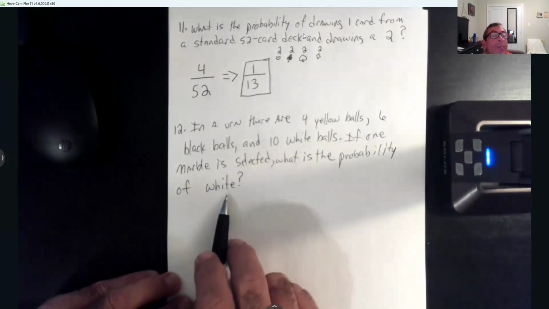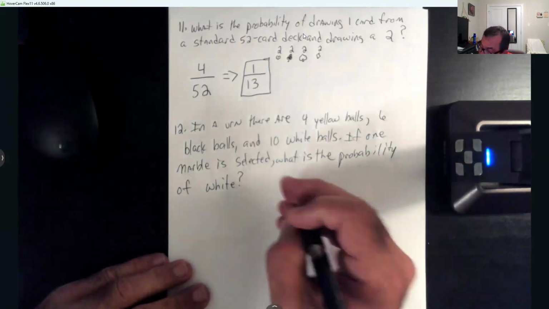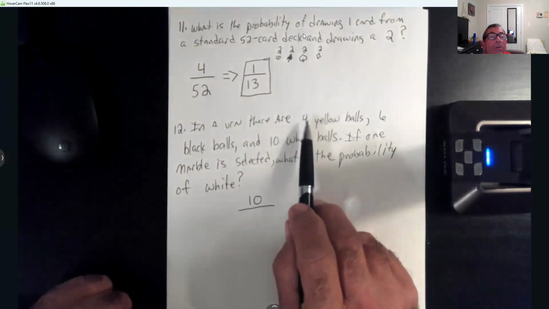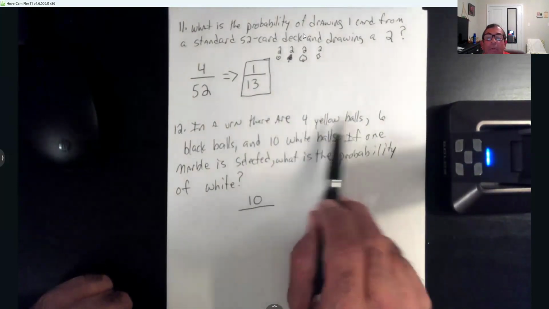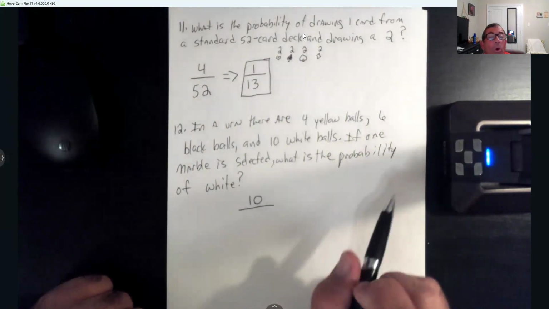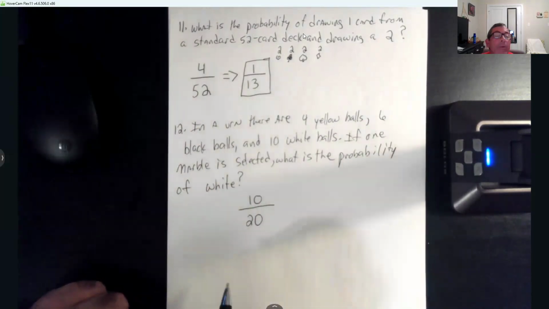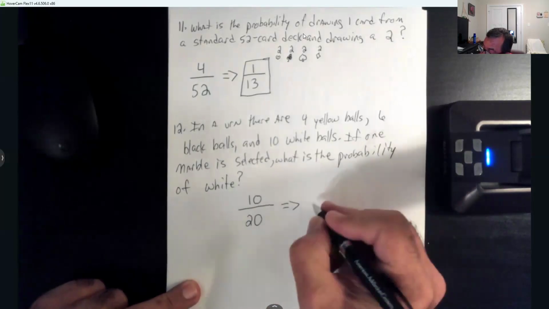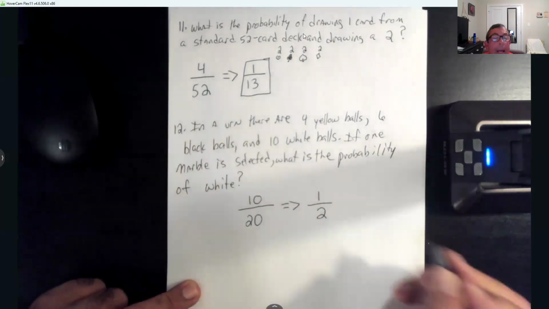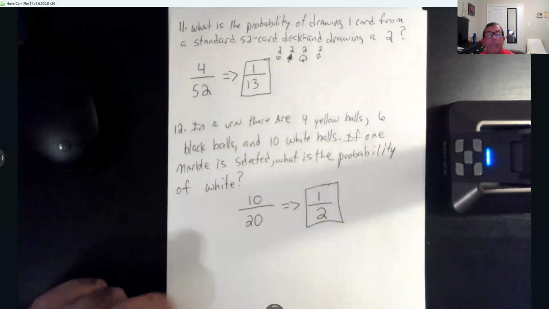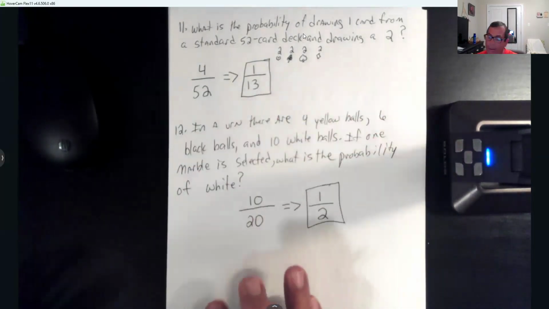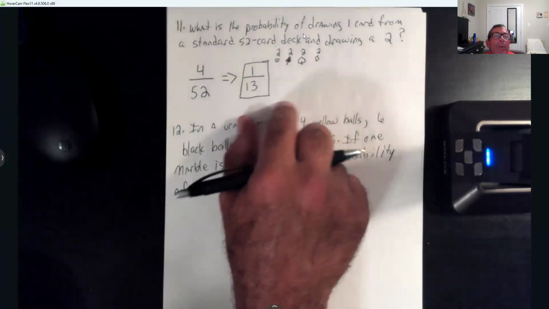All right, so let's see. We're looking at white balls. Well, I got 10 white balls. So I got 10 chances at getting a white ball. And then how many we got total? So we got 4 yellow, 6 black. So 4 and 6 is 10, plus 10 white, give me 20 balls altogether. But y'all remember, I got to reduce this fraction if possible. And 10 and 20, we can definitely divide both of them by 10. And this would reduce to a 1 out of 2. So y'all, that's the trick with this decimals and fraction stuff, and they did a little probability at the end, okay?